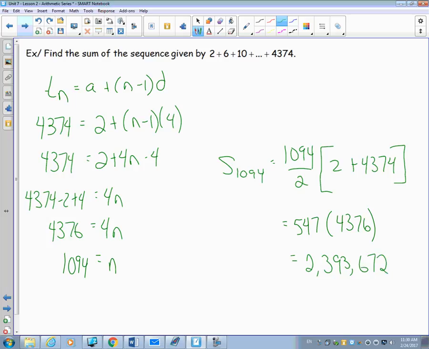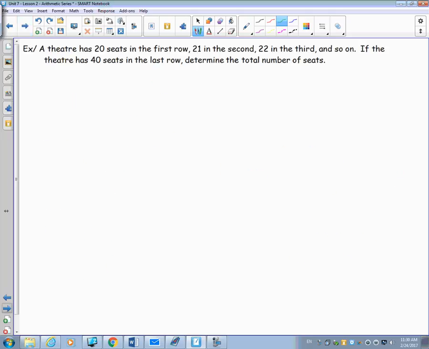Okay, let's try something a little different, some problem solving. A theater has 20 seats in the first row, 21 in the second row, 22 in the third row, and so on and so on. The theater has 40 seats in the last row. How many seats do we have altogether?